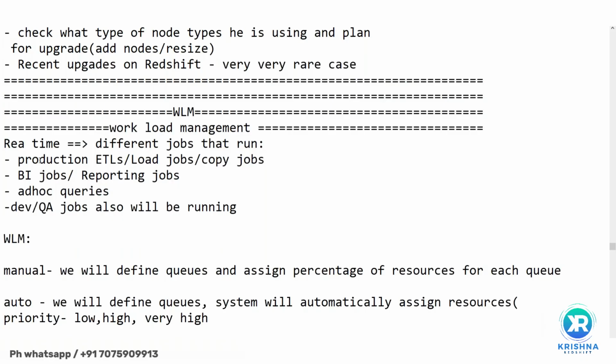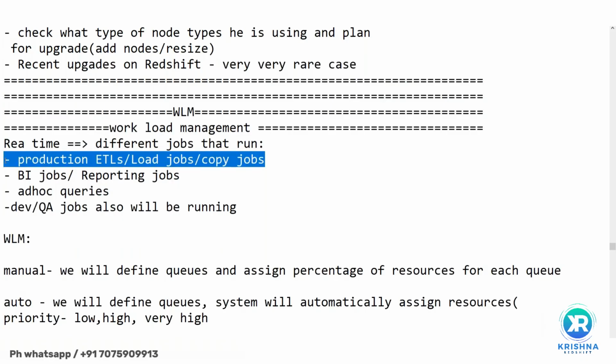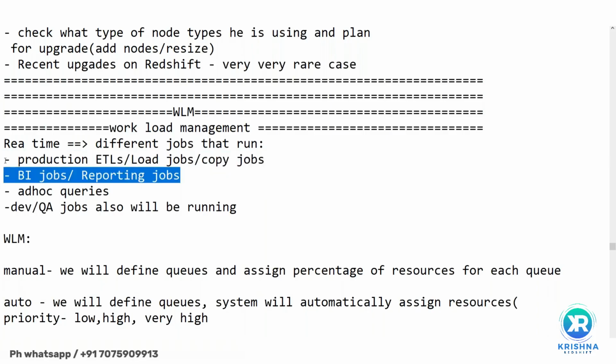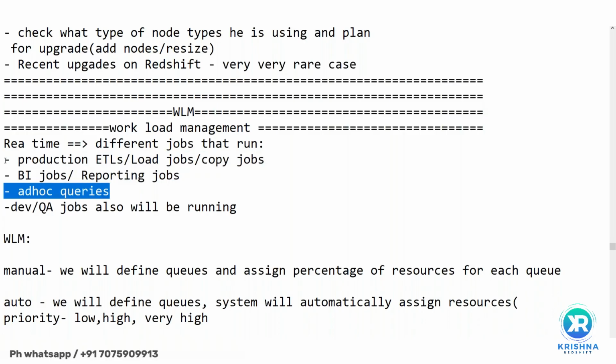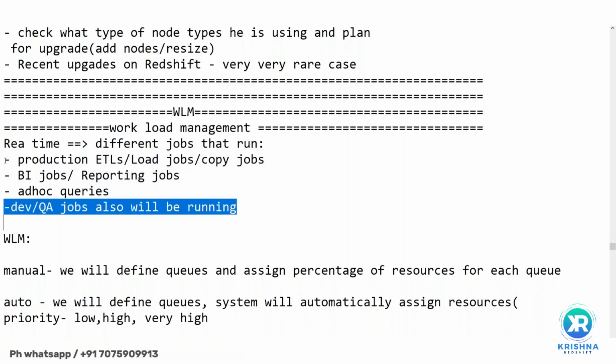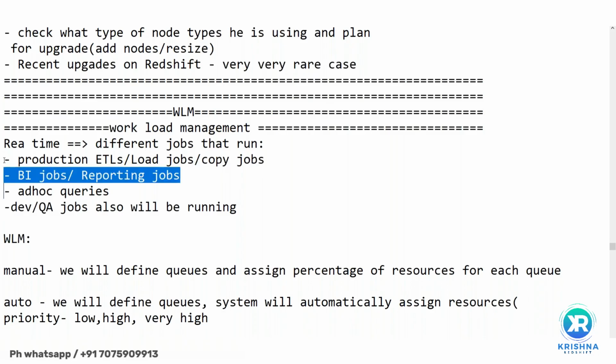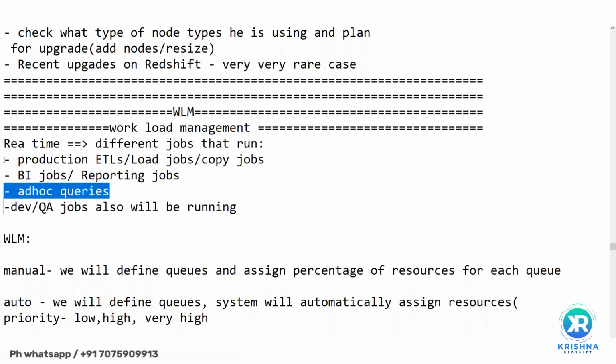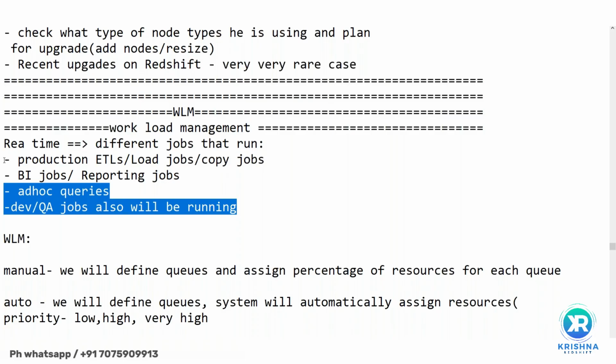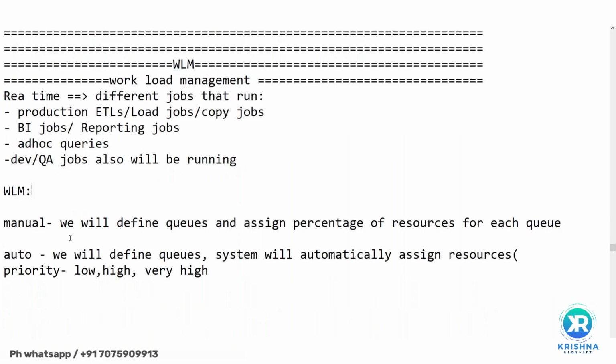How do different jobs run? In production, ETL jobs will be there. ETL jobs means copy jobs. BI jobs means reporting jobs. Ad hoc queries means individual users. And dev and QA jobs will be running. But you should prioritize ETL jobs during your daytime, and after the ETL jobs are completed, BI jobs should be prioritized. At the same time, we should not impact the testing people, and we should not restrict the ad hoc queries too much either. Then how to do that? We can do that using WLM, workload management.